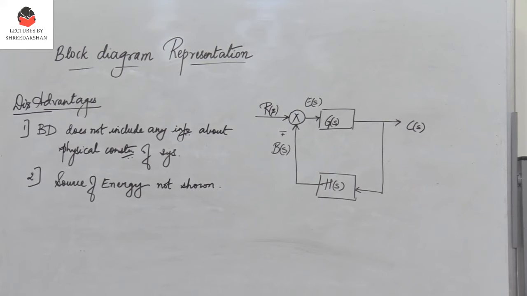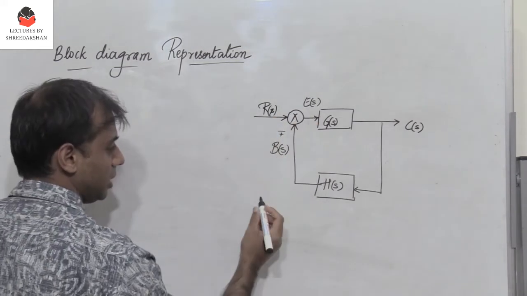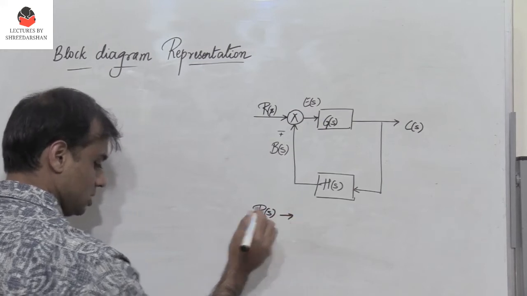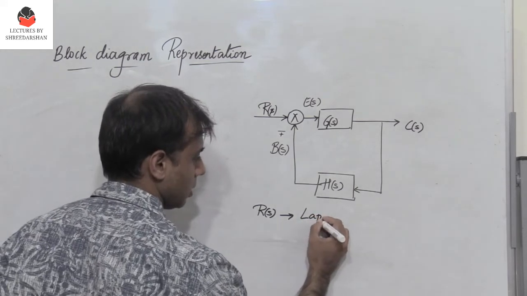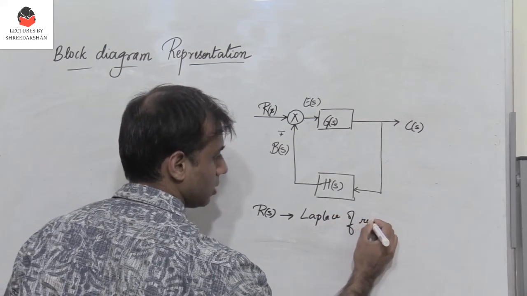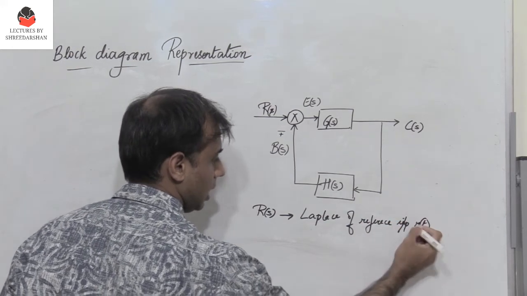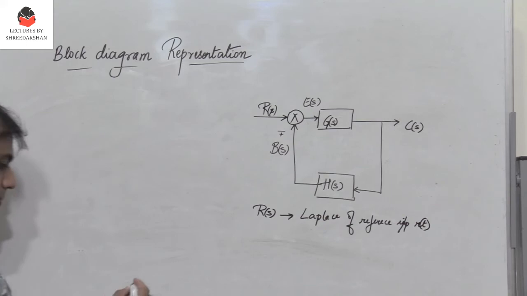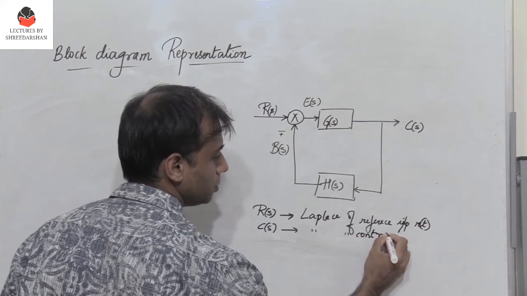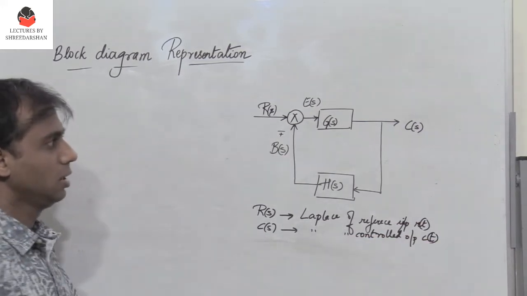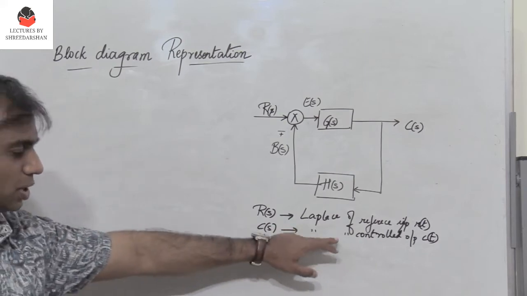So these are some of the disadvantages of block diagram representation. Now, after having gone through the advantages and disadvantages, let us see the simple or canonical form of a closed loop system considering this figure here. Let us see what these parameters are. R(s) is nothing but the Laplace of the reference input r(t), and C(s) is the Laplace of the controlled output c(t).